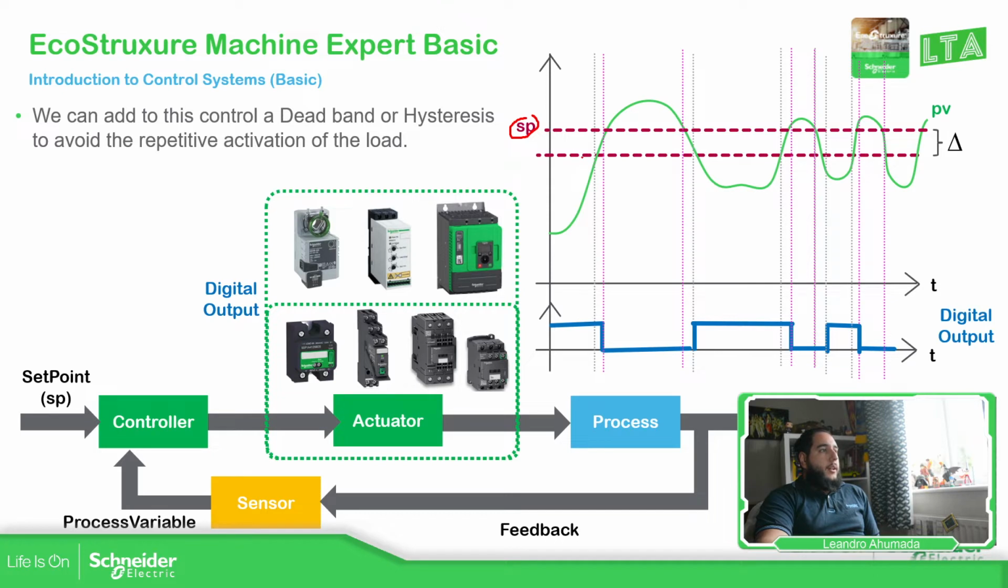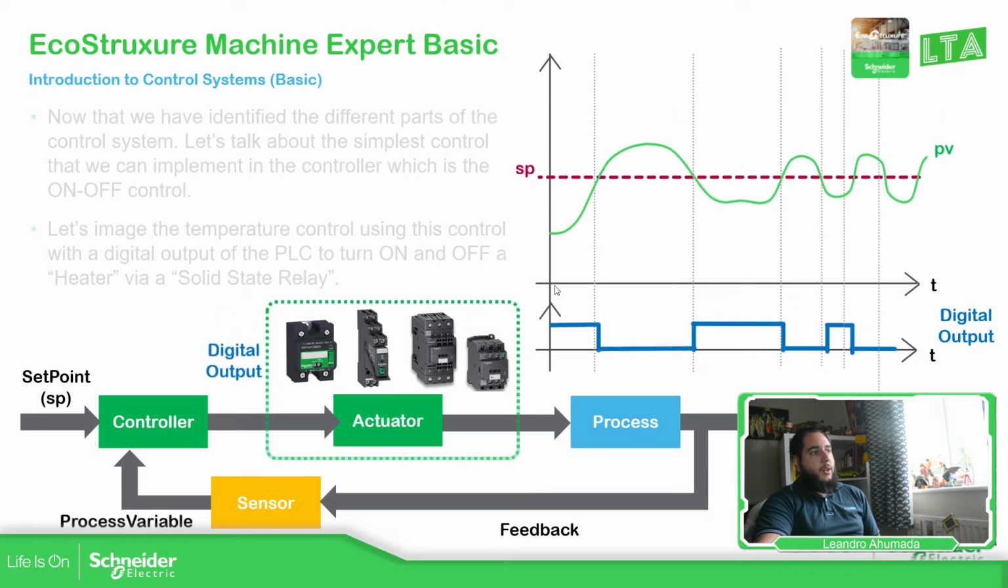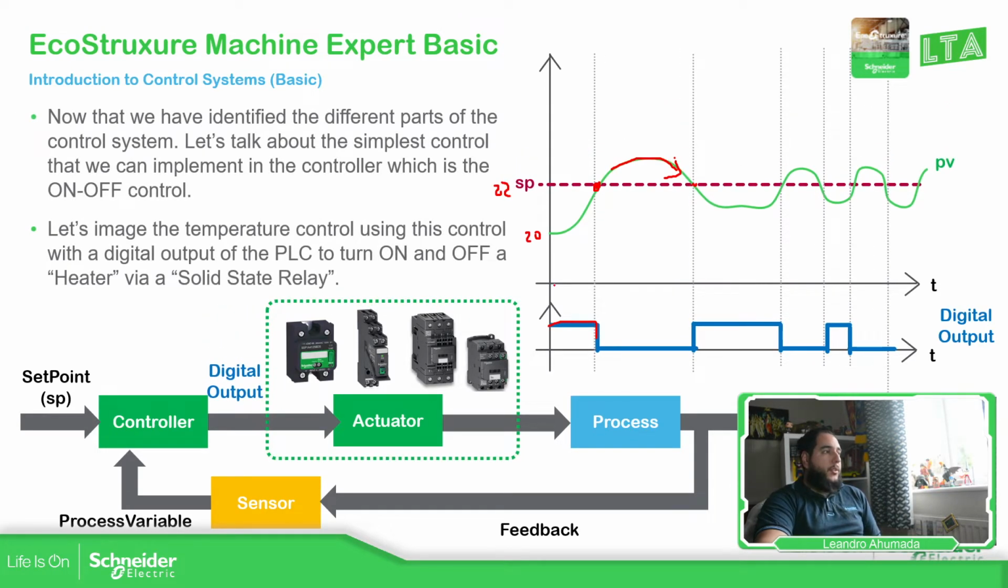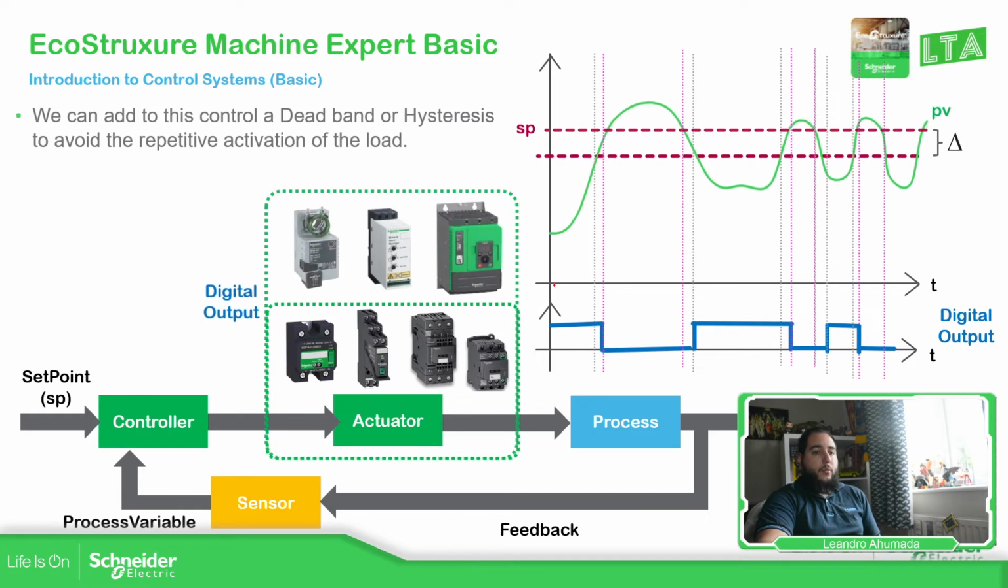As you can see over here, I have a gap, and I give more space between the turn off and turn on of the actuator. But this can be used in different kinds of applications, not only for temperature. And if you take a look, if you reduce this hysteresis to 0, it will be the same as you have over here. So this is just a standard on-off control.